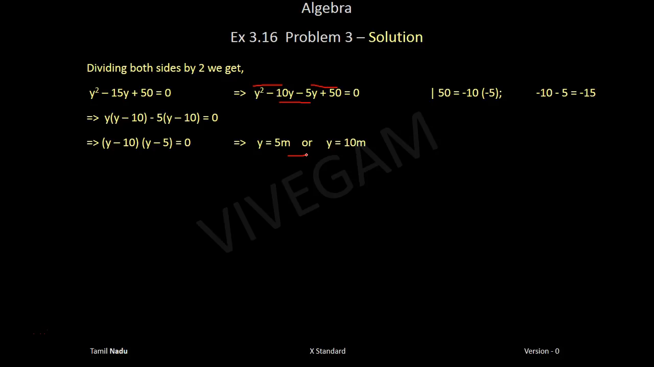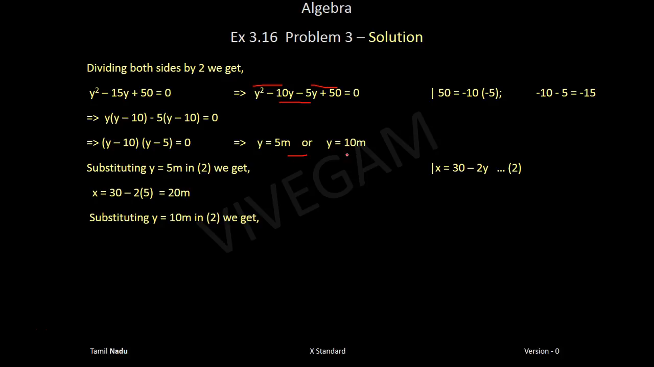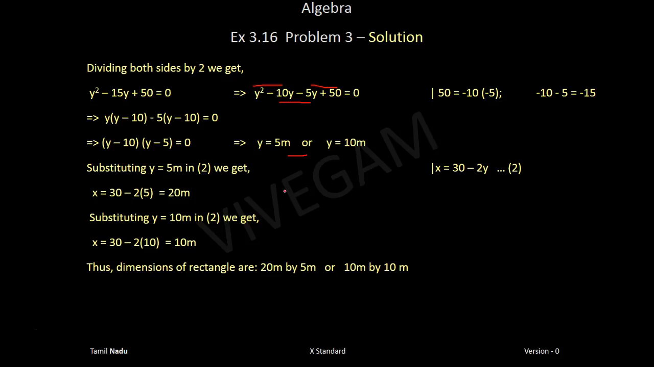So there are two values. Quadratic equation, we will get two values, right? But both are positive, so both are acceptable to us. Now we need to substitute all these values in the equation. What is the equation? x is equal to 30 minus 2y. So substitute y equal to 5 in this equation. You will get 30 minus 2 into 5, 10. 30 minus 10 is 20. And when you substitute y equal to 10, you will get 30 minus 2 into 10, that is 10 meters. So the solution set is x equals 20 and y equals 5.